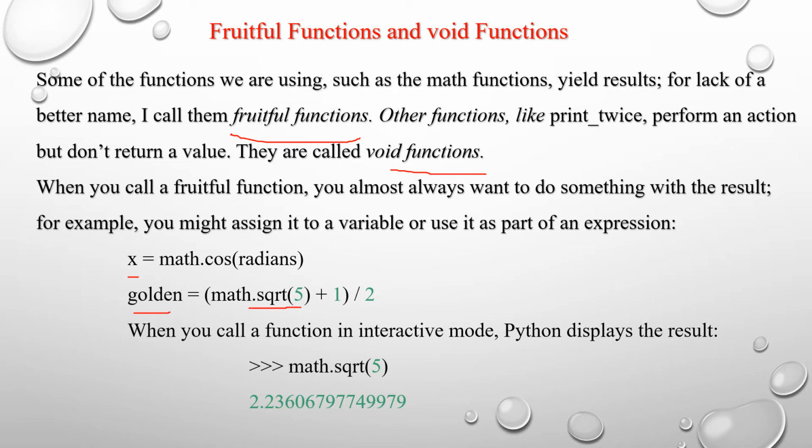When you call the function in interactive mode, Python displays the result. So for example, math.sqrt(5). So this is the interactive mode. It will give the result. The result is 2.23. The square root of 5 is 2.23.